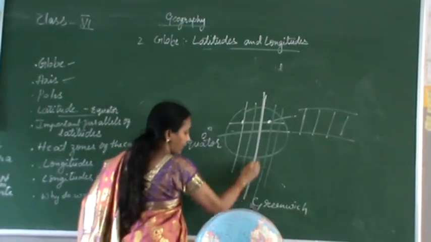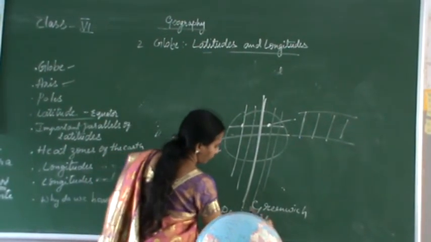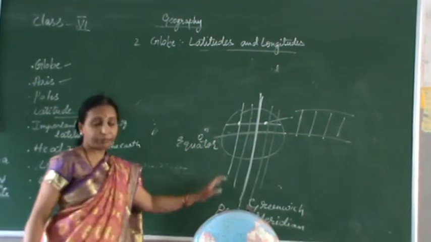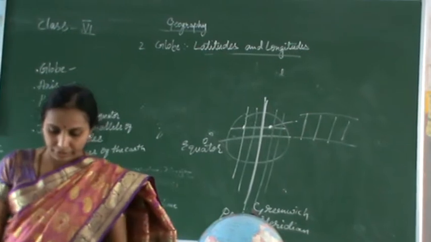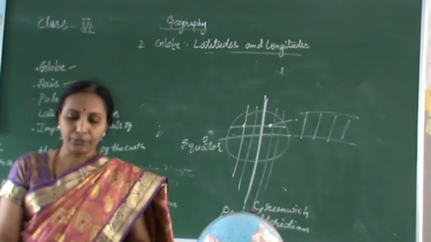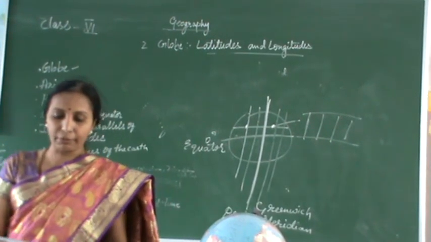This line is taken as a prime meridian for reference. See, in your textbook it is given. Unlike the parallels of latitude, all meridians are equal in length. Thus, it was difficult to number the meridians.